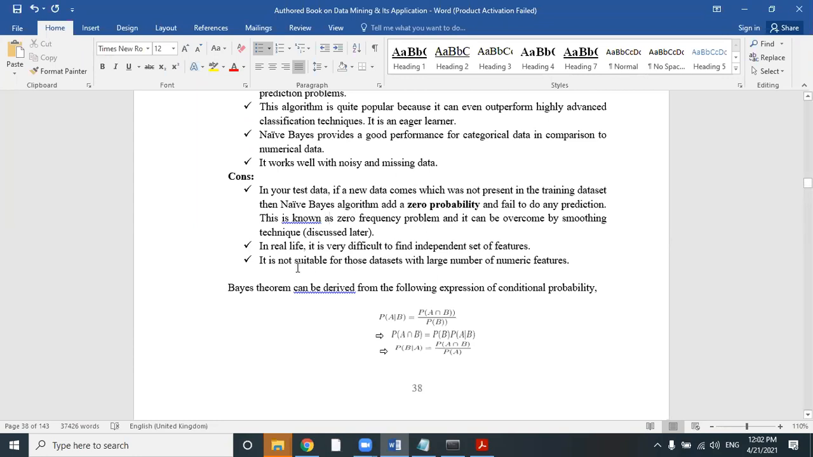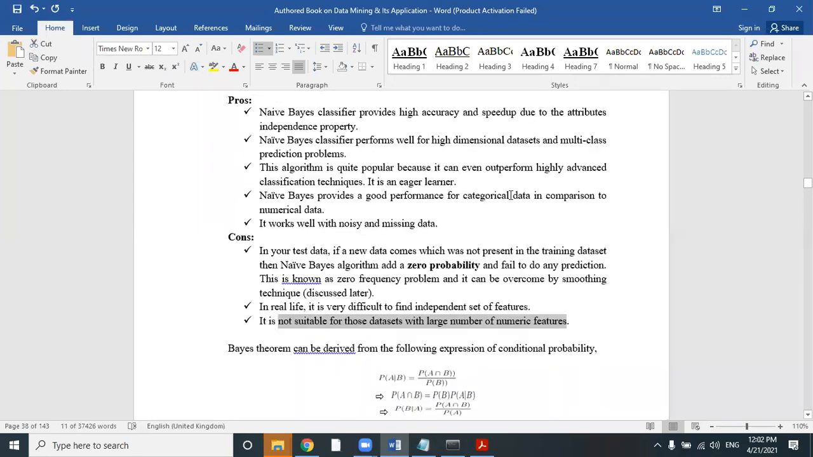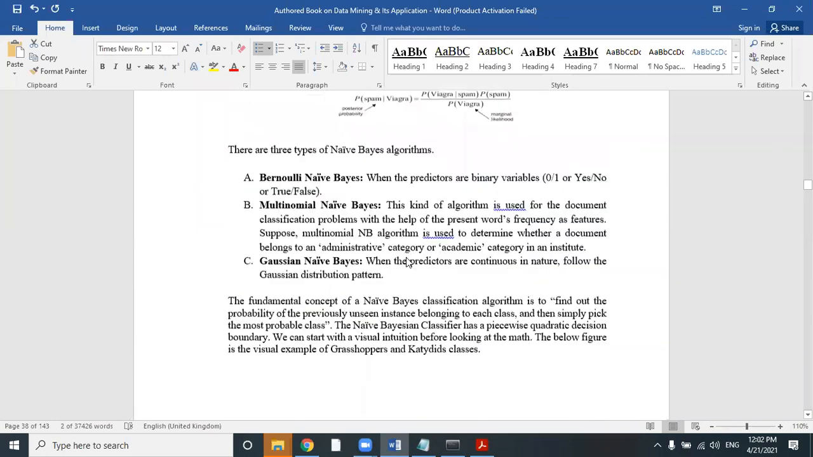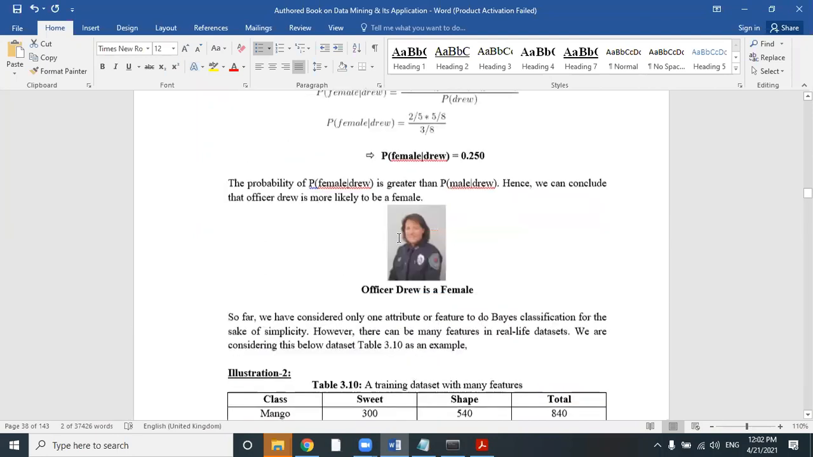Apart from this drawback, there are two more drawbacks. In real life, it is very difficult to find an independent set of features, because most real-life features are dependent on each other. This is the second drawback of naive Bayes. The third drawback is that it is not suitable for data sets with a large number of numeric features. I already told you that naive Bayes performs well for categorical data compared to numerical data. So if the data has a large number of numeric features, then naive Bayes will not give accuracy up to the mark.